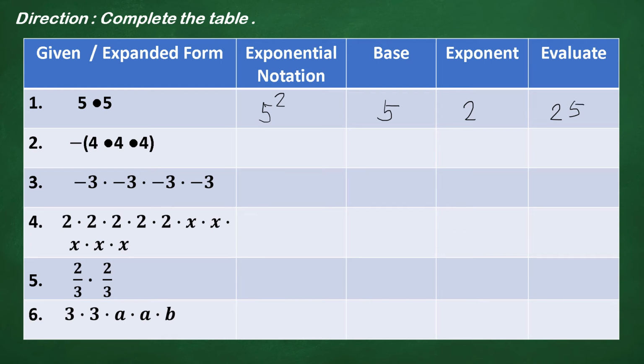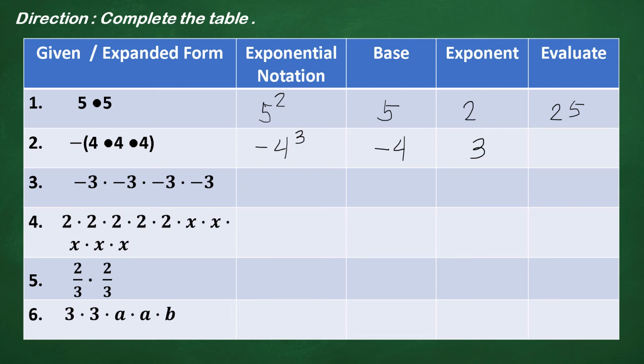Exponential notation for number 2, negative 4 raised to the 3rd power. The base is negative 4 and our exponent is 3. Okay, take a look that ang negative sign ay nasa labas ng parenthesis, which means that hindi kasama si negative sign na ginamit as a base. That's why we did not use the parenthesis dito pagdating sa exponential notation. Dahil si 4 lamang ang ginamit as a base 3 times. That's why the exponent, which is 3, ay nandito lamang sa taas ni 4.